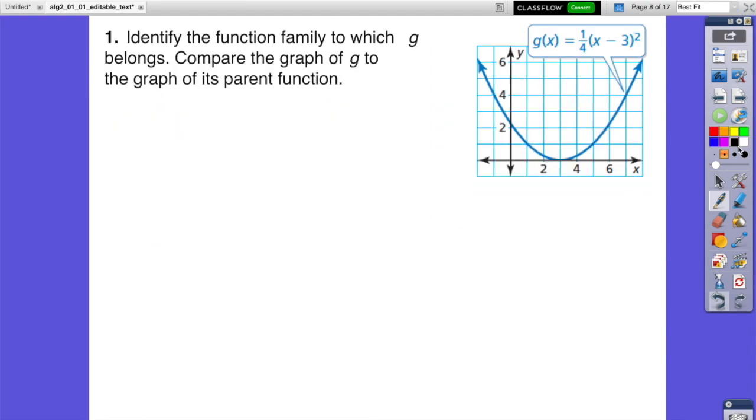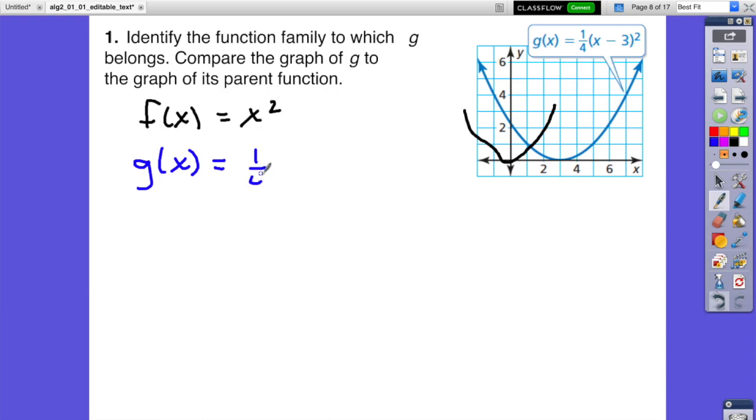The second example here. So our parent function here is a parabola. It looks like x squared. I'm just going to draw a really quick sketch here. It should look something like this. So that's supposed to be a U, sorry. All right, so going from left to right, let me write this down a little bit bigger. g of x is equal to 1/4 (x minus 3) quantity squared.